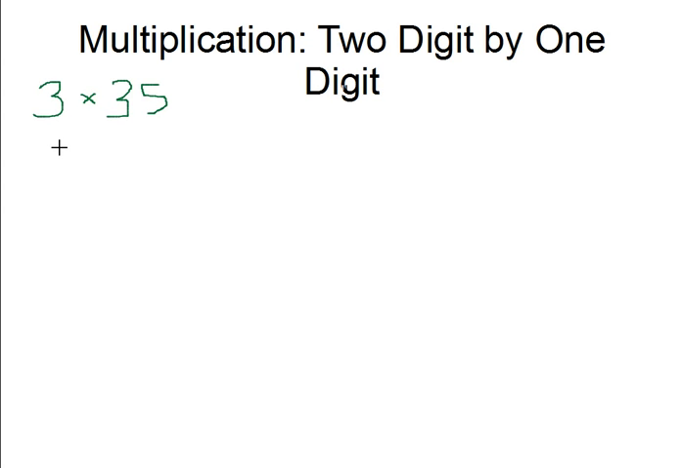I do not have a graph paper on here, but I did show you at the end of the week how to do it on just plain paper, and that's what we are going to do here. So we have 3 times 35. The first step is to split the 2-digit number into expanded notation. So 35 in expanded notation is 30 plus 5.